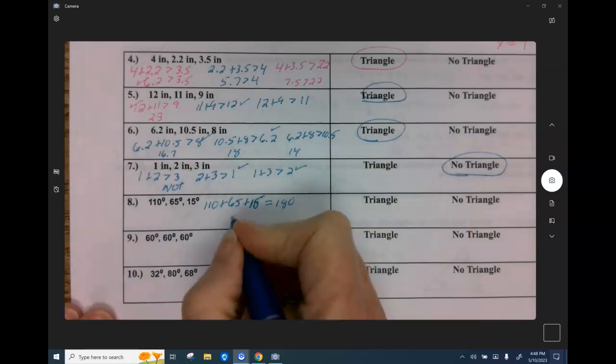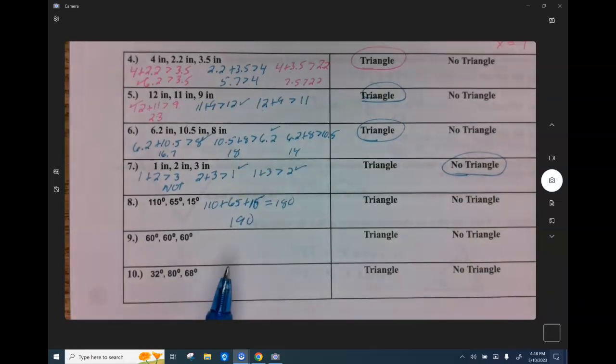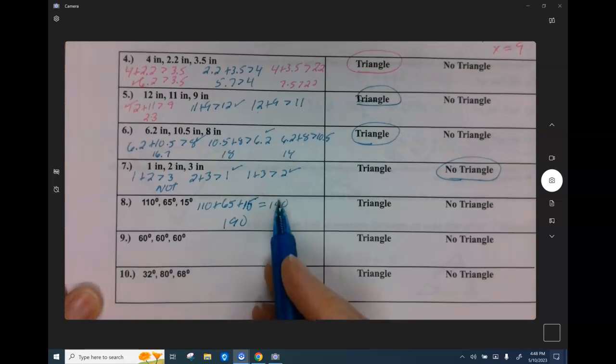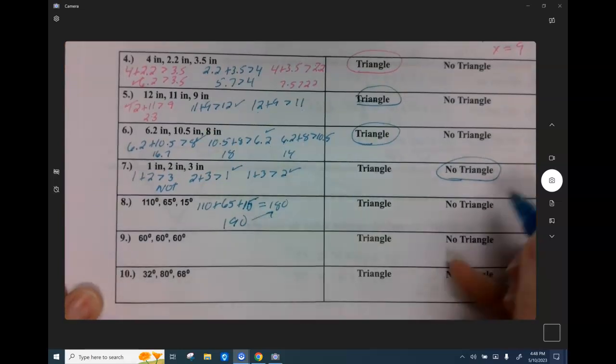Did you get 190? That's what I got. I'm going to do it again just to make sure. Yep. So is that a triangle? Is that 180 degrees? Are these two things equal? Nope.